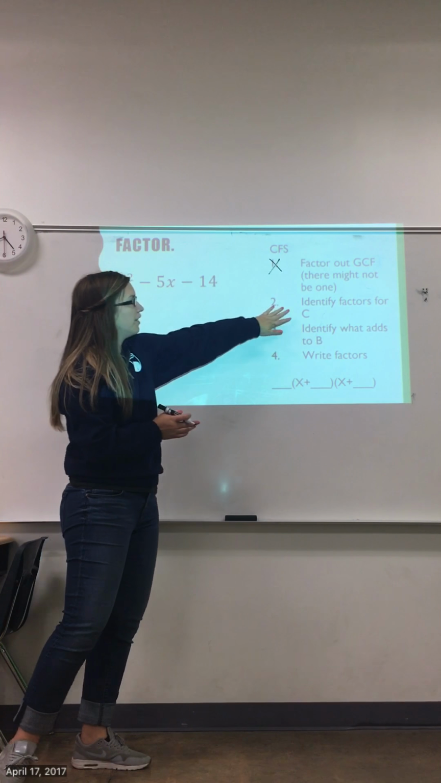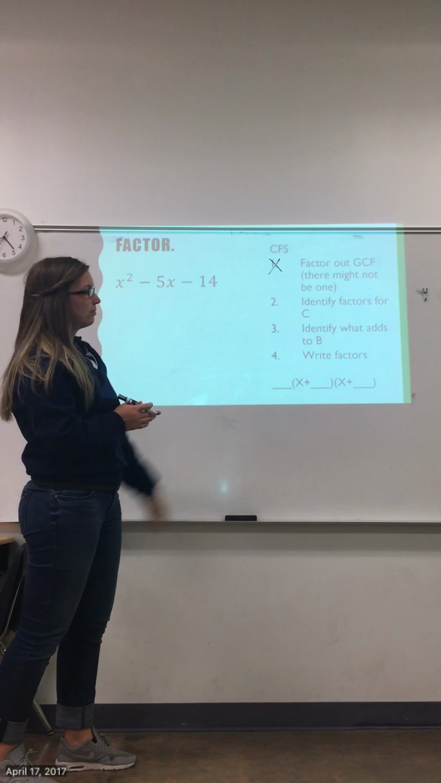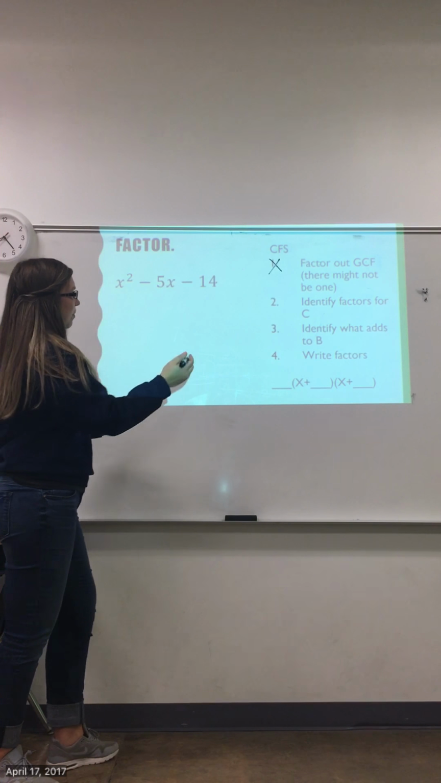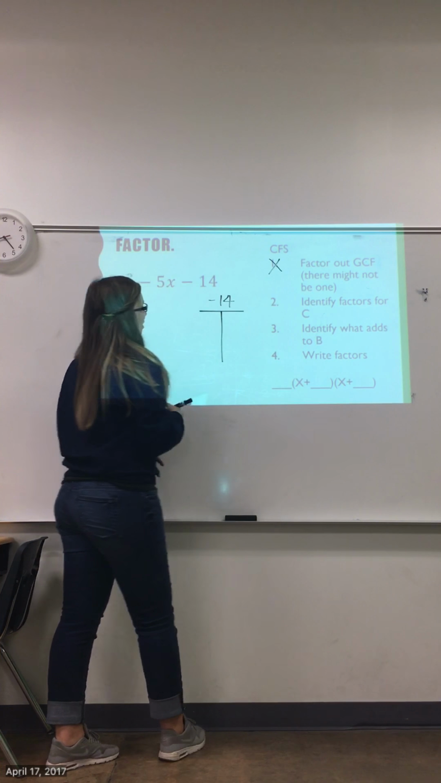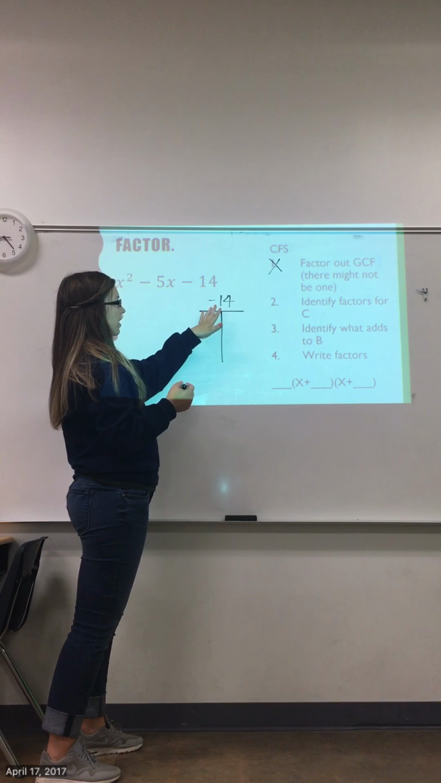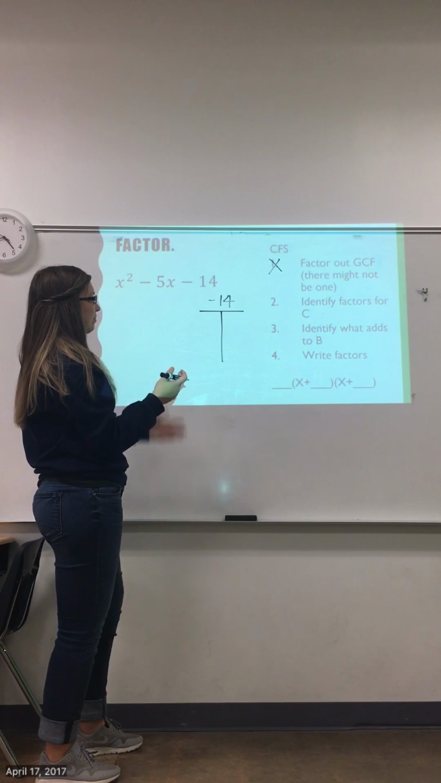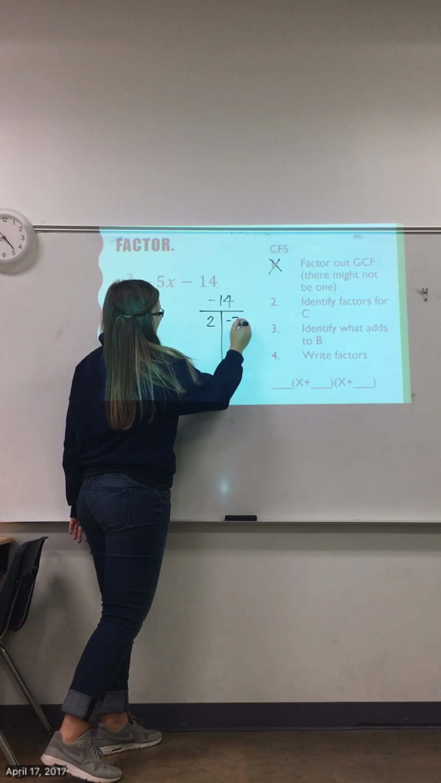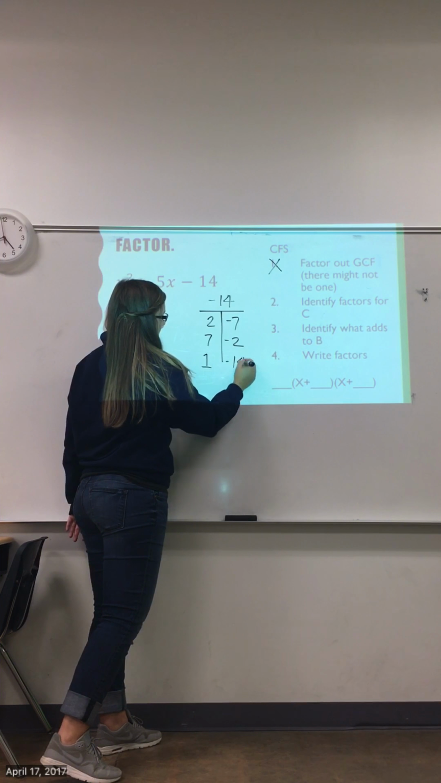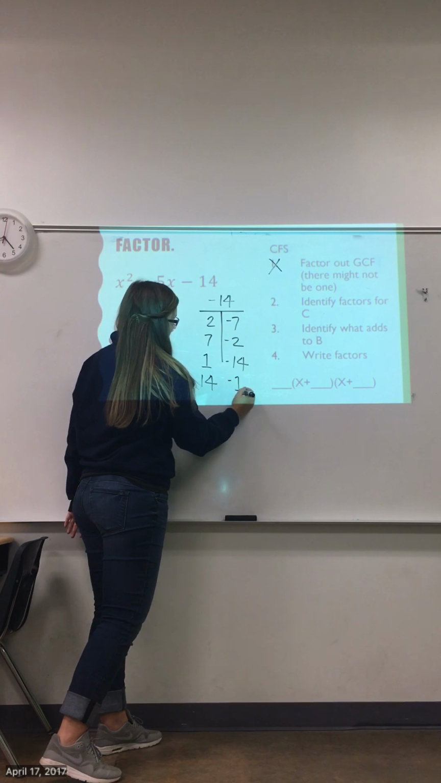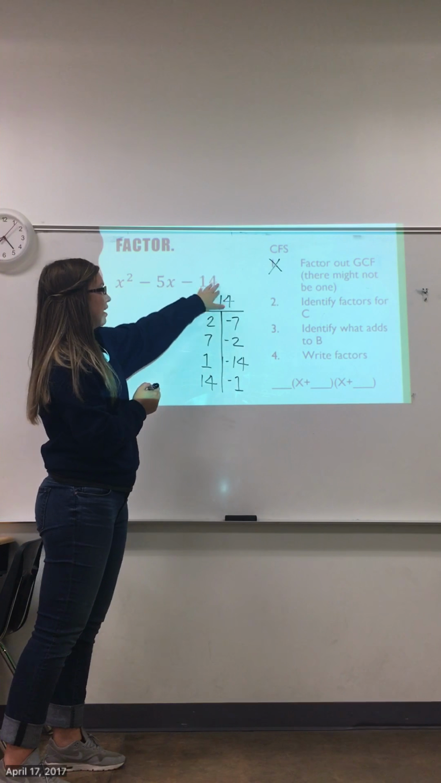Next, we want to identify the factors for C. A comes first, B comes second, C comes last when we're in standard form. So identify what multiplies to give me -14. Okay, I'm going to write out everything. I know that there is a positive and a negative that have to be here because a positive times a negative is going to give me a negative. So 2 and -7, 7 and -2, 1 and -14, and 14 and -1. Those are all the factors that I have for C, or this -14.